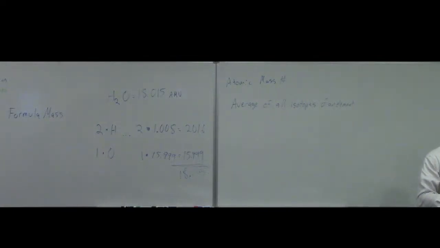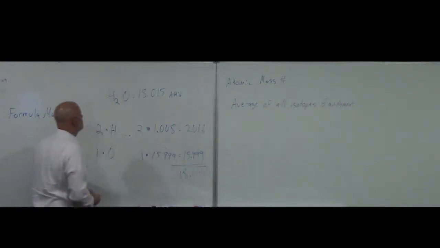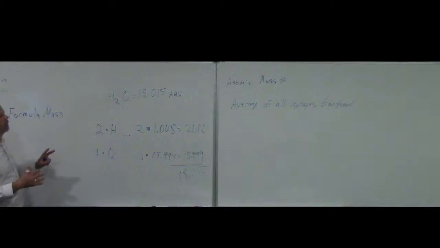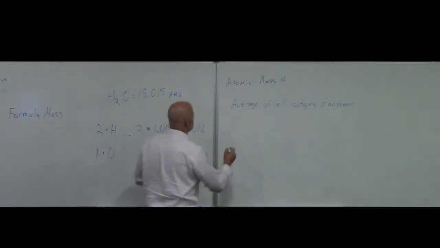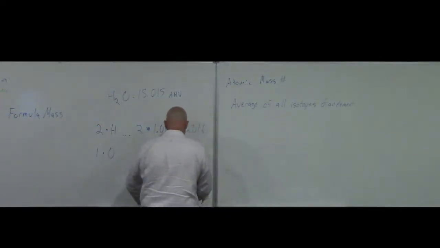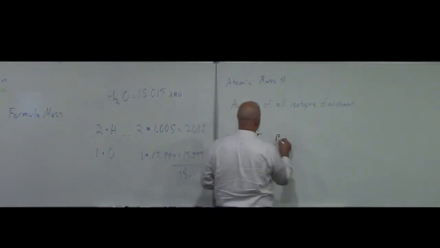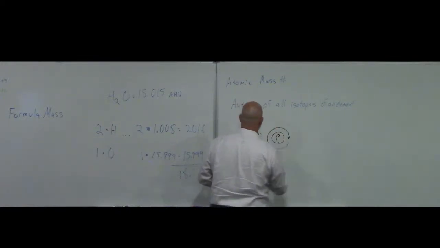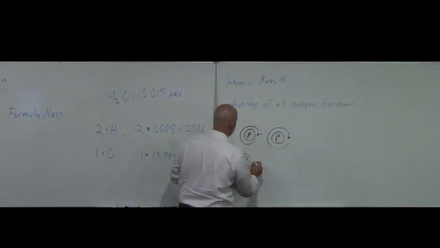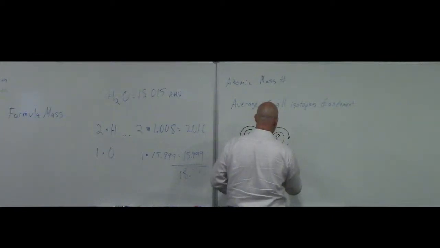Average of all the isotopes of an element. So we're going to make one up here. I've got a couple hydrogen atoms here. One has just a proton with an electron. Another one is just a proton with an electron. Another one is just a proton with an electron. And then all of a sudden I've got one that has a proton and a neutron with an electron.